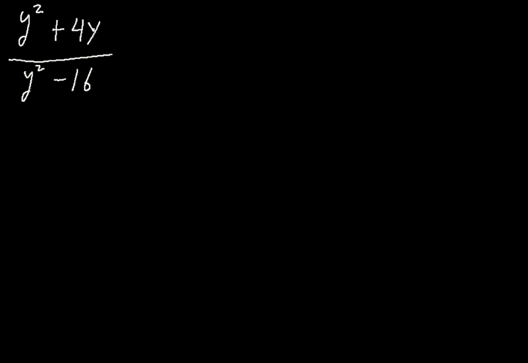Next example, we have y squared plus 4y over y squared minus 16. Okay, well, the denominator to me definitely looks like a difference of squares. 16 is a square, y squared is a square. The numerator, not so much. It doesn't look like a sum of anything. It looks like we could factor out a y, though. So that's what I'm going to try for the numerator. So if I take out a y, I get y plus 4.